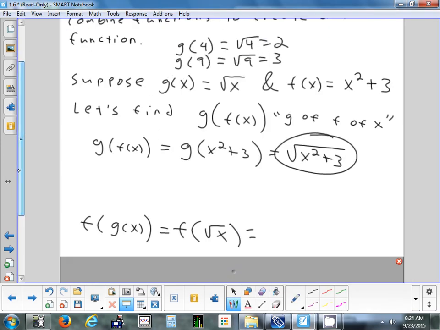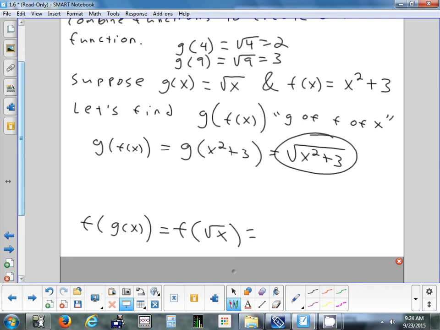All right, so first thing, we looked at what g of x is. It's the square root of x. So in function f, replace the letter with this. Okay, what would you get if you do that? Good. Yep. Square root of x squared plus 3.